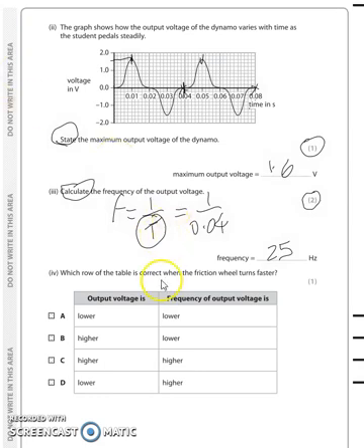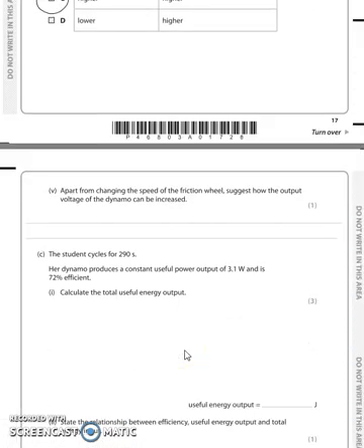So next, which row of the table is correct when the friction wheel turns faster? So the output voltage, well, if it's turning faster, we're going to have a higher output voltage. So it's B or C. Now the frequency of output voltage, so if you can see this, those voltages, would the frequency go up? Yes, because it's turning faster. So these 2 voltages, the maximum voltage would happen faster. So the frequency would go up. So it's got to be C, higher and higher.